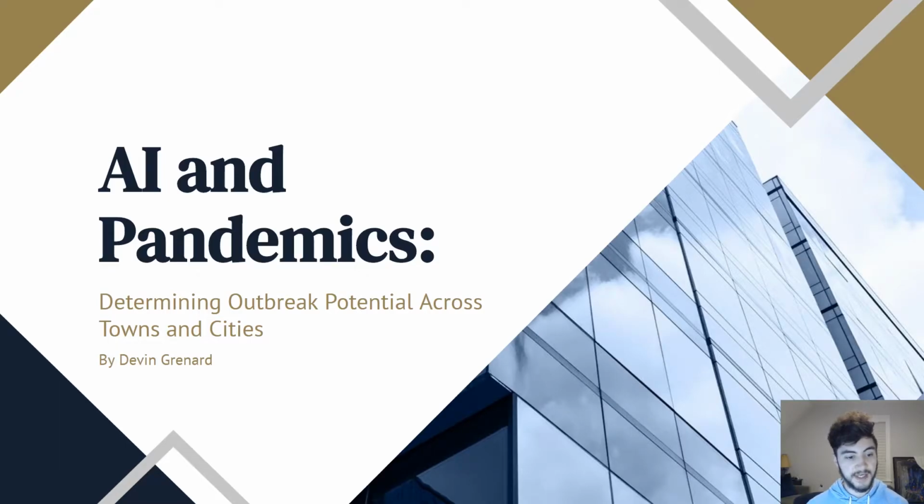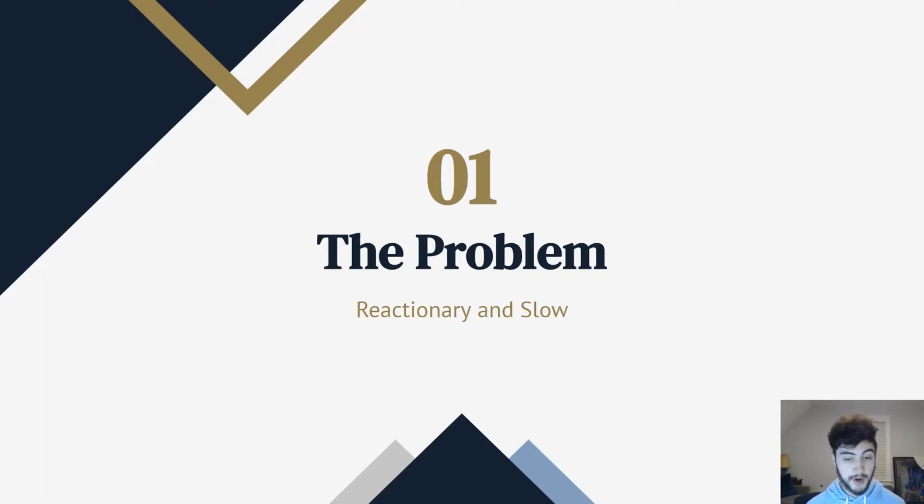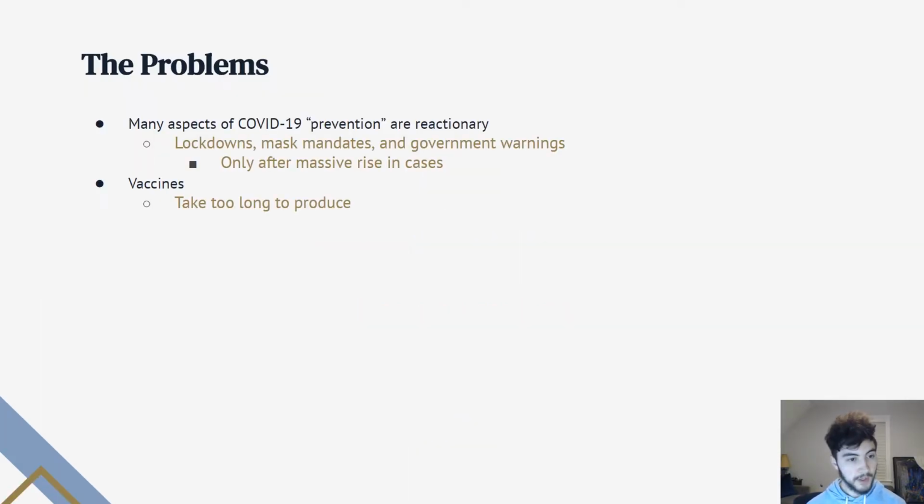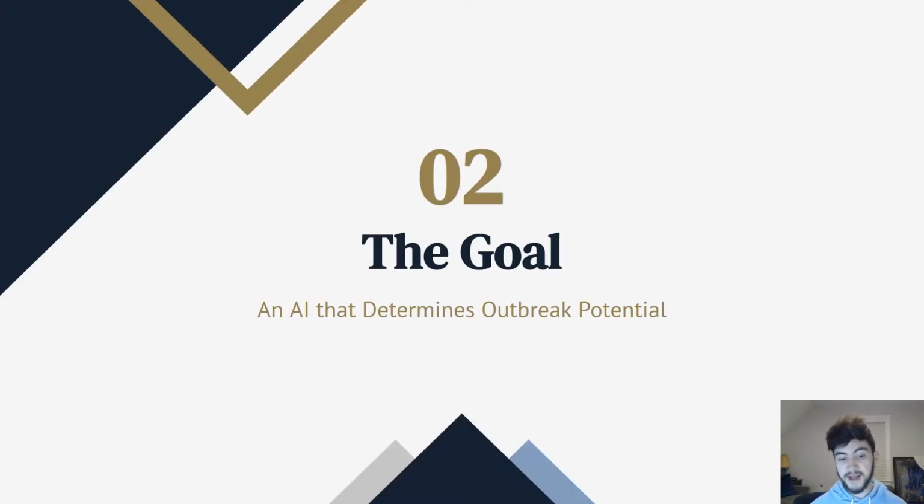This is AI and Pandemics, Determining Outbreak Potential Across Towns and Cities. So what's the problem? The problem is that we're reactionary and slow. Many aspects of the COVID-19 prevention are reactionary. Lockdowns and mask mandates often only occur after a massive rise in cases. And vaccines are really good, but they take a really long time to produce. So we need something quick, we need something effective, and we need something preventative. So that's where the AI comes in, the AI that determines outbreak potential.